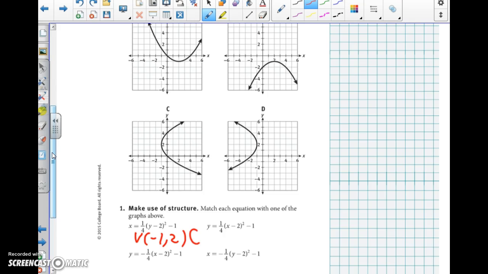All right, let's go to the second one now. y equals 1/4 (x minus 2) squared minus 1. Okay, now Kiana, your turn. What's the vertex? Okay, -1, 2 is correct. The vertex is -1, 2. Okay, it's correct.